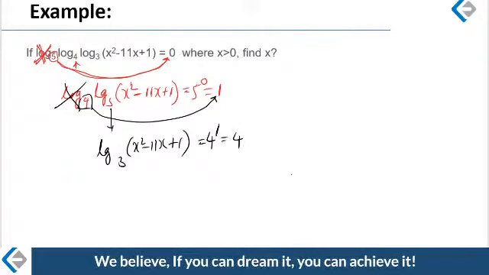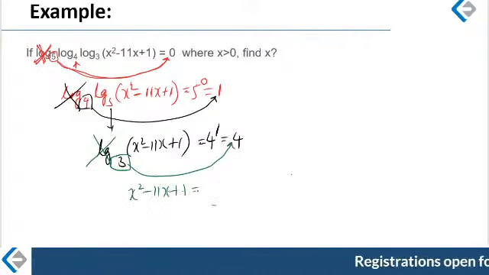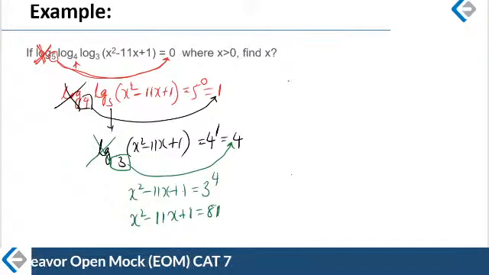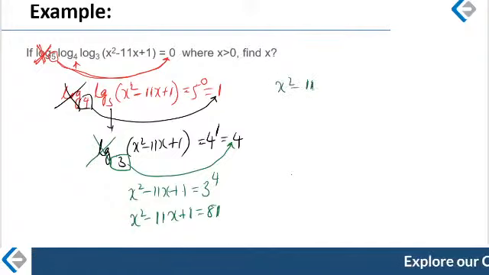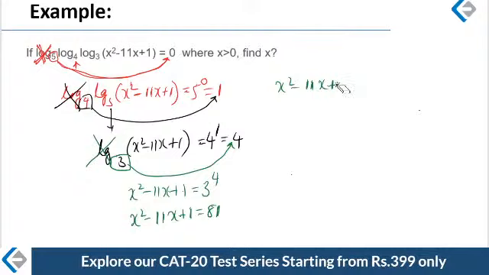So then what happens? The next one, another anti-logarithm. If you take it, this base is base, therefore that base sits here. Therefore, x square minus 11x plus 1 is equal to 3 raised to power 4. What is 3 raised to power 4? 81. So x square minus 11x plus 1 is equal to 81. Thereby x square minus 11x minus 80 is equal to 0.